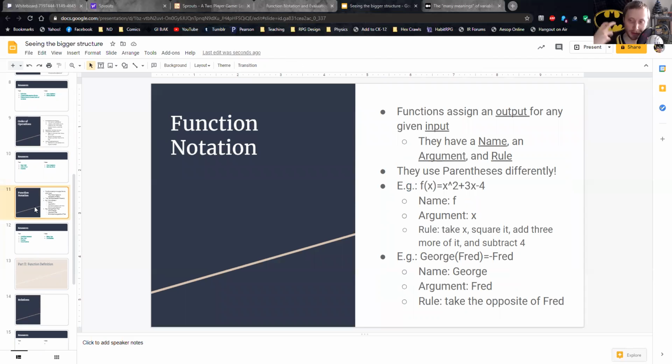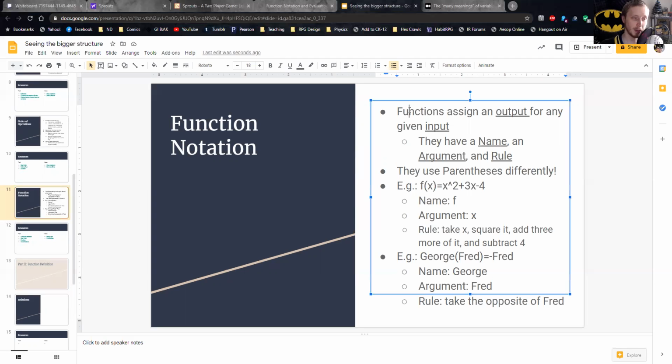So finally, you can put those two things together. And from that, you'll be able to understand function notation. Those themselves do not create function notation, but it builds on top of those as its foundation. So remembering that a function assigns an output for any given input. Each function then has a name, something to refer to it as, an argument, which is its type of input, okay, and a rule.